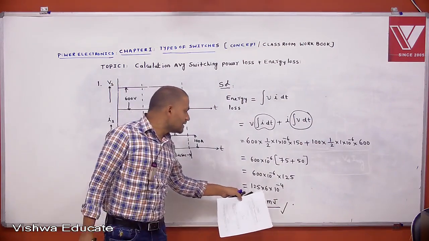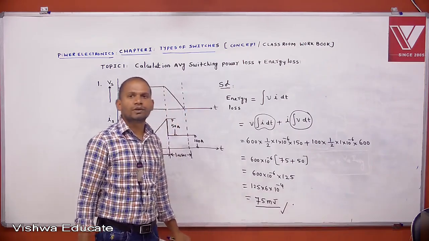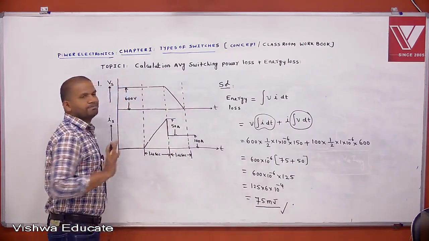You get 750, right? 750 that I written, 75 millijoules you can get. And this is the problem. Simple.